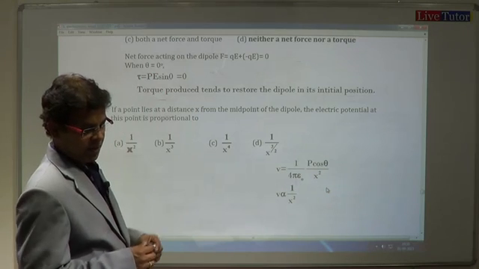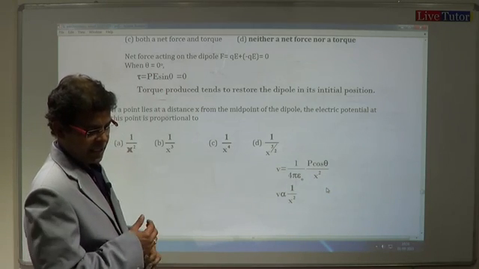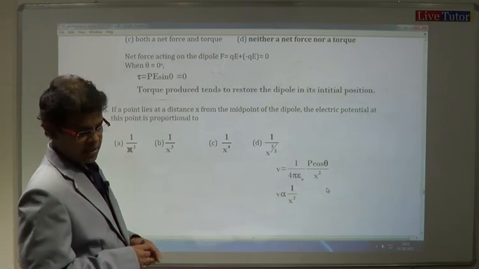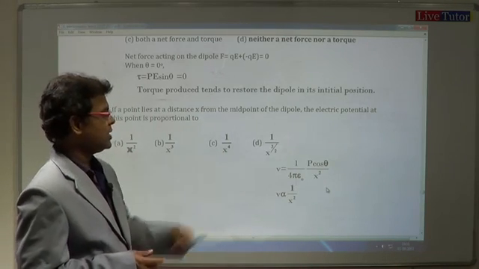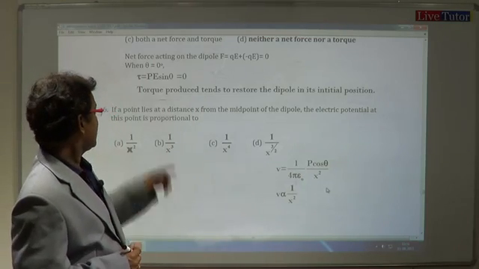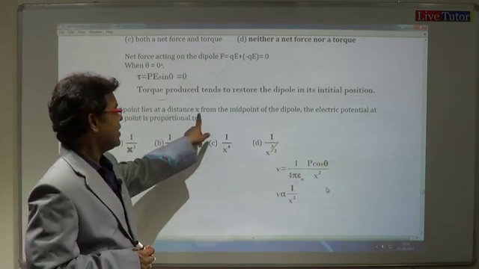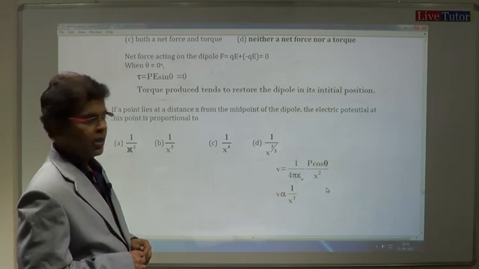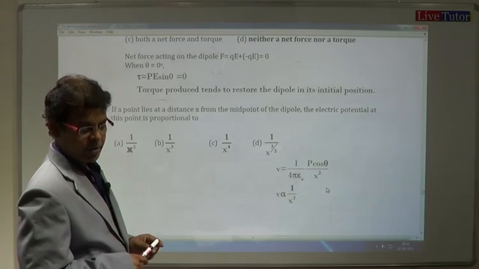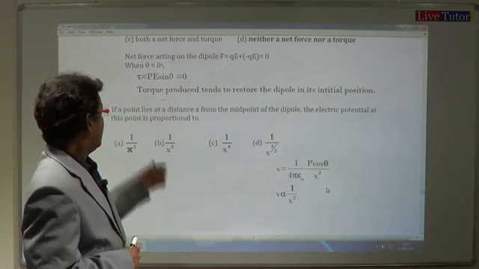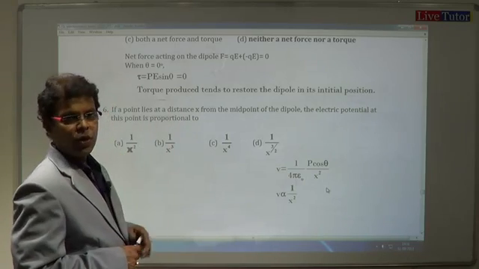Isn't it? On the formula, what is the formula? The final formula we get is 1 by 4 pi epsilon naught into P cos theta by x square or r square. Both are the same. Since x is given here, we are taking it as x. What are they saying? If the point lies at a distance of x from the midpoint of the dipole. At a distance of x from the midpoint. We gave r, here they have taken x. The potential at that point is proportional to, they are saying.